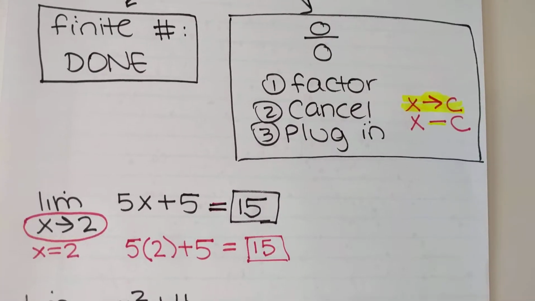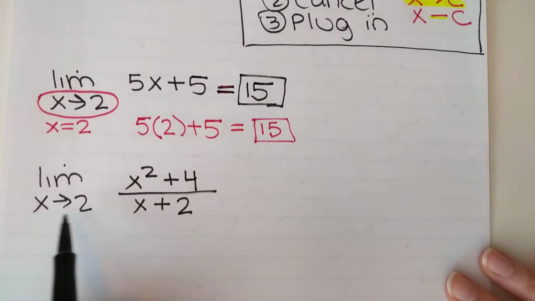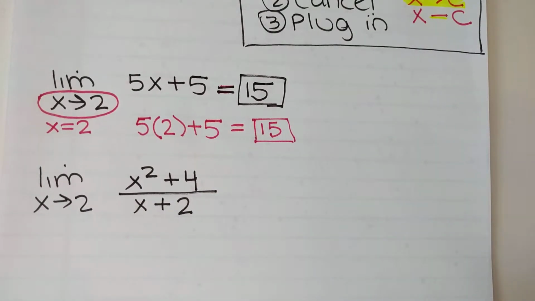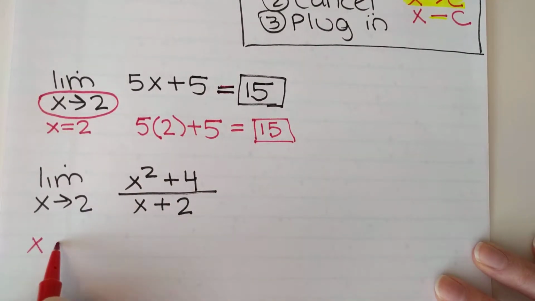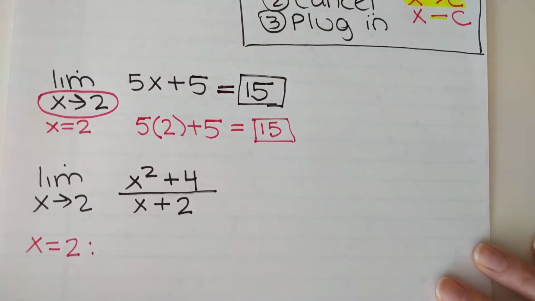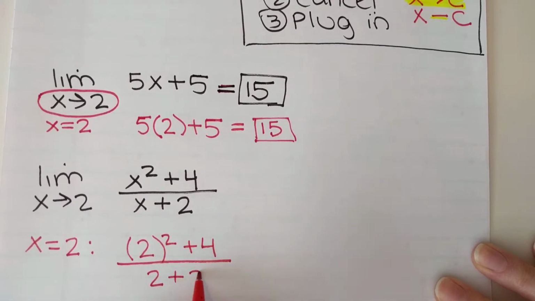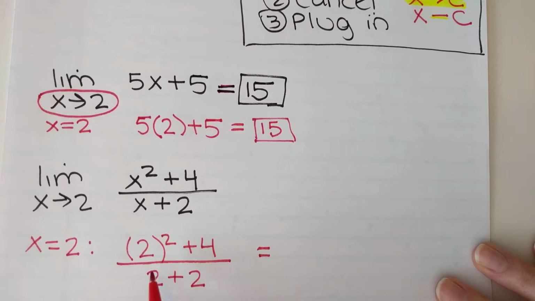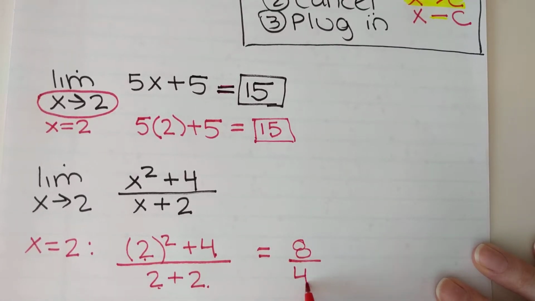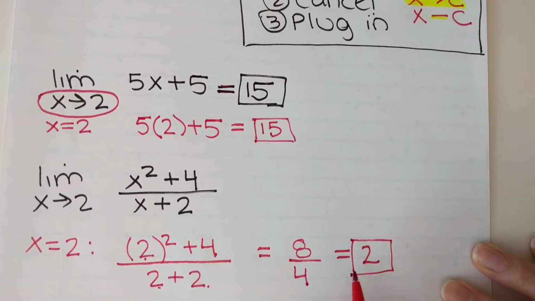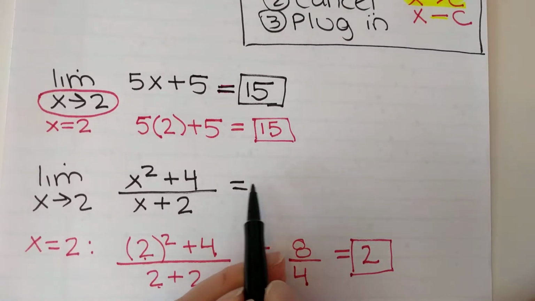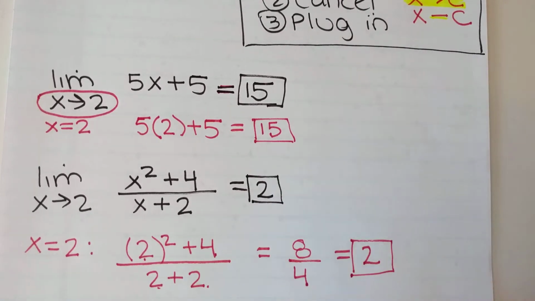All right, let's look at another one. If we have this limit here as x goes to 2, our first line of attack is going to be to first see what happens when we plug in x is equal to 2. So if I plug in 2 squared plus 4 over 2 plus 2, what I see here is that I get 4 plus 4, so that gives us 8, over 2 plus 2 gives us 4, and that again is a finite number. That is just equal to 2. So that tells us that our limit will be equal to 2.